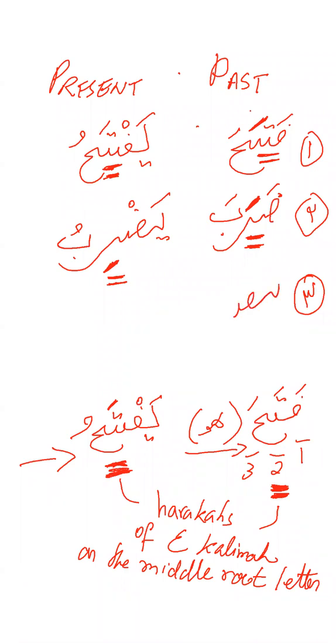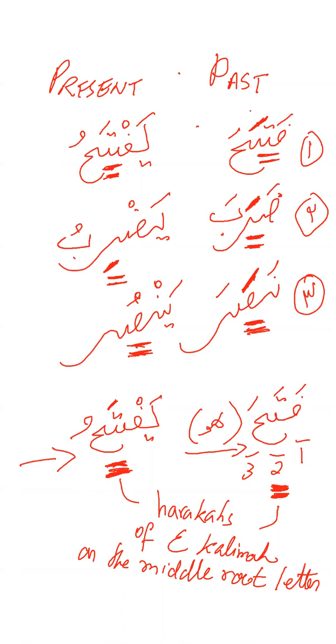Number three will be Nasara. Now again another three-letter word, and the middle letter has a fatha again. So you see, it's a series: Fataha, Daraba, Nasara. The only difference they have is their present tenses. What will it be? Yansuru. Yes. So here the saad over here, which is the ain kalima, has a dhamma. So first it was a fatha, then kasra, and then a dhamma. Okay?